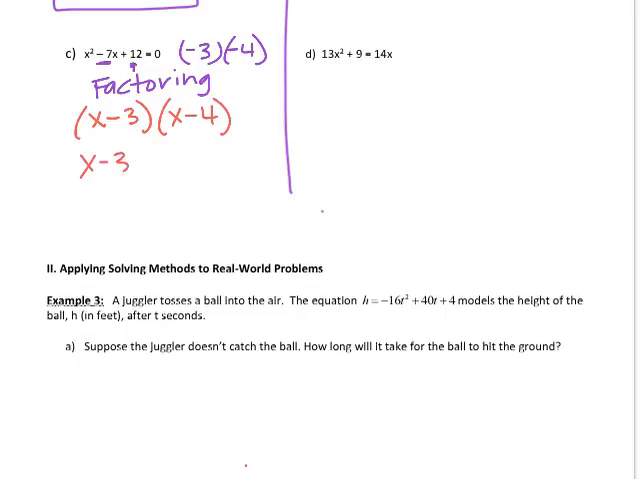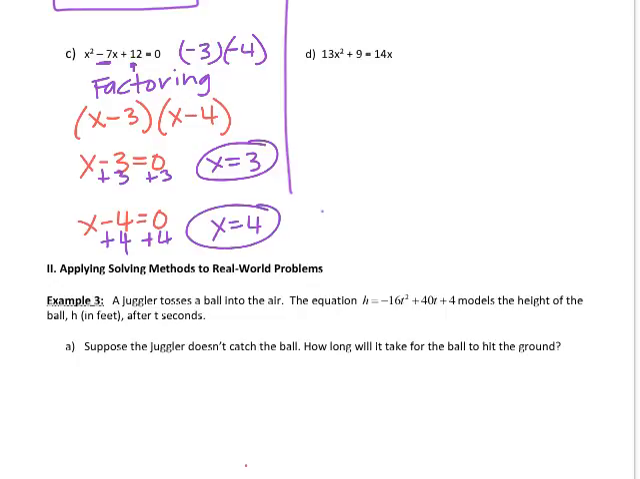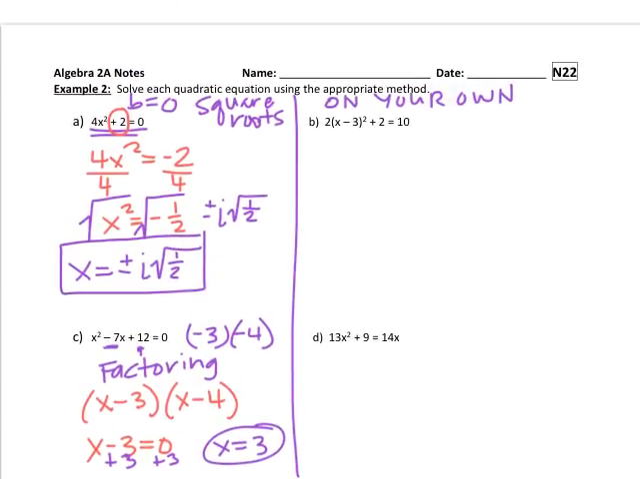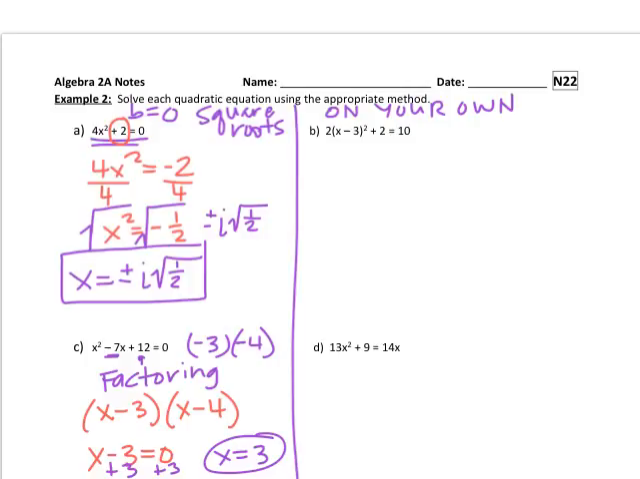if I set each of these equal to 0, I'm going to find out that my two solutions are x equals 3 and x equals 4. All right, so when you go to do the two problems on the right-hand side of this page, I'd like you to find out if it'd be easiest to use square roots, completing the square, or the quadratic formula, and of course you're going to refer to the front page to see which of these methods would be best for problem B and problem D.